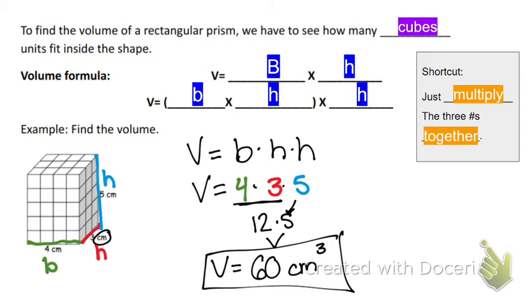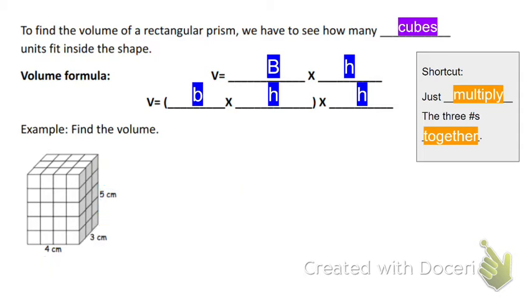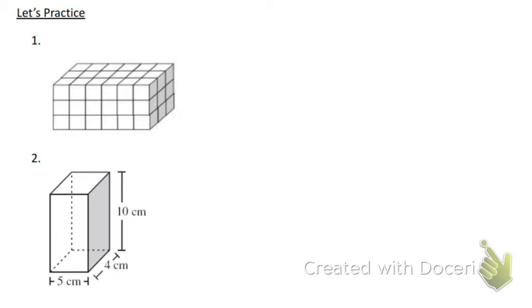Let's go ahead and go to the back to look at some more examples. On this first one, it does not give us any numbers, so we have to count them. So 1, 2, 3, 4, 5, 6 cubes. So that is going to be my base. 1, 2, 3 cubes, so that's going to be my first height. And my other height is also going to be 3 cubes.